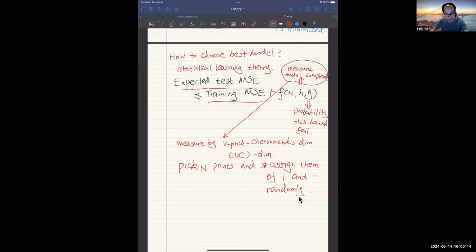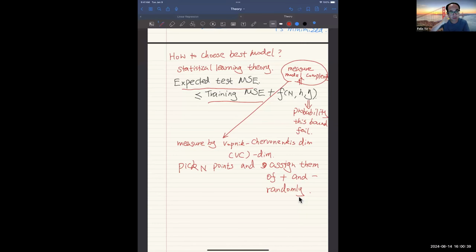Okay, so this is something very interesting. For example, a model class can shatter a set of n points if, for every possible labeling of all the points, there exists a model that can classify them with zero training errors. So what does that mean?